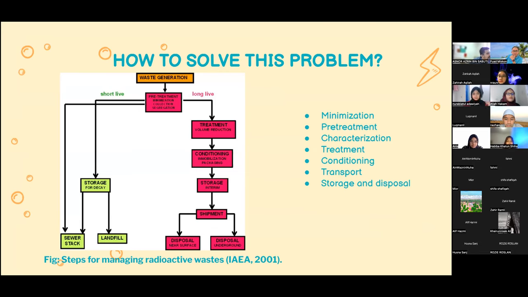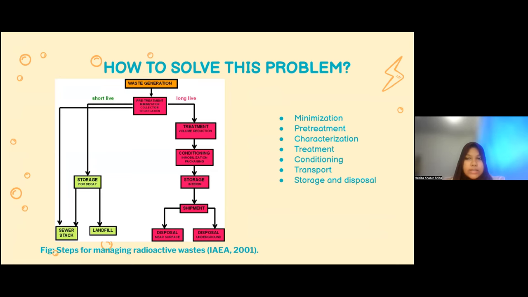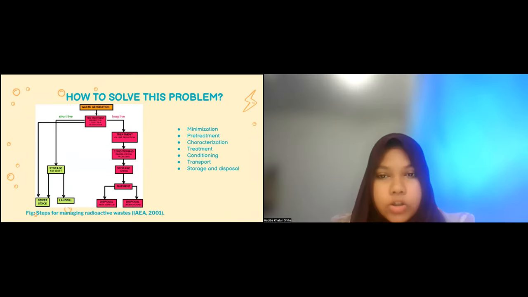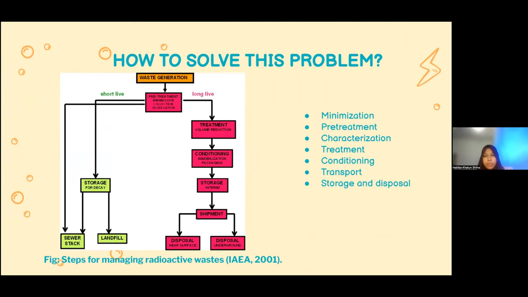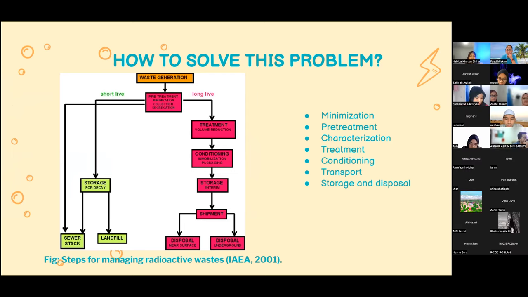So how do we solve this problem? As a prerequisite to effective waste management, sources and waste must be fully defined in radiological, chemical, biological, and physical terms. So waste minimization and proper waste management should be fundamental goals of any waste management program. In that way, the amount of waste can be reduced.